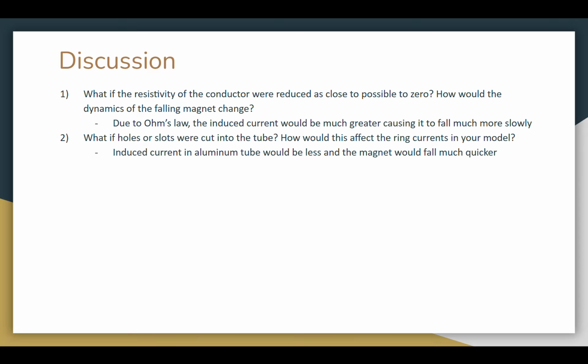Taking a look at what if holes or slots were cut into the tube, and how would this affect the ring currents in your model. The induced current in the aluminum tube would be less, and the magnet would fall far quicker. This is primarily due to the fact that the induced current in the aluminum tube is dependent on how fluid it can go throughout the entire magnet, and since there is less surface area to go around on the outside of the magnet, there's less induced current going to be generated that's going to go against the walls of that aluminum tube, and then you would see its descent go much quicker.